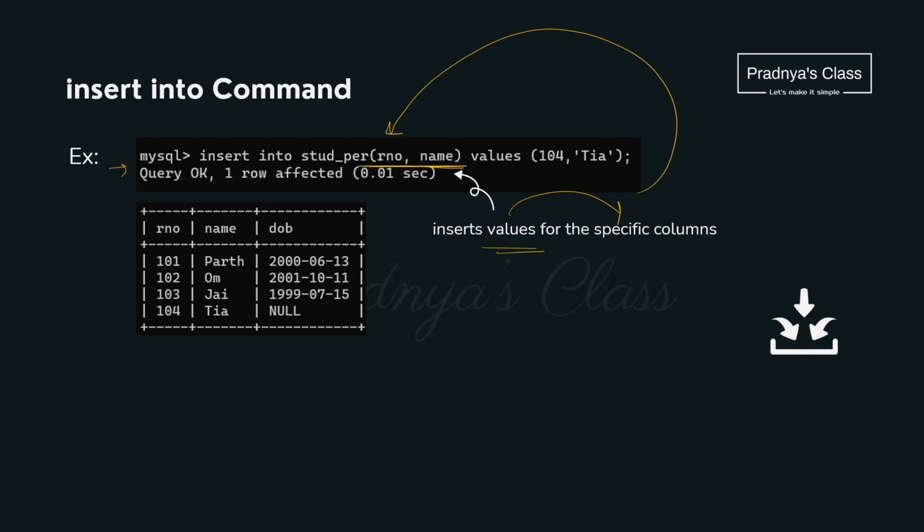With this MySQL command, out of these 3 columns, we are providing values only for 2 columns. In that case, we need to mention the column names for which we are providing the values. Look at this record. There is a value for roll number and name. As we didn't provide a value for date of birth, null got inserted.